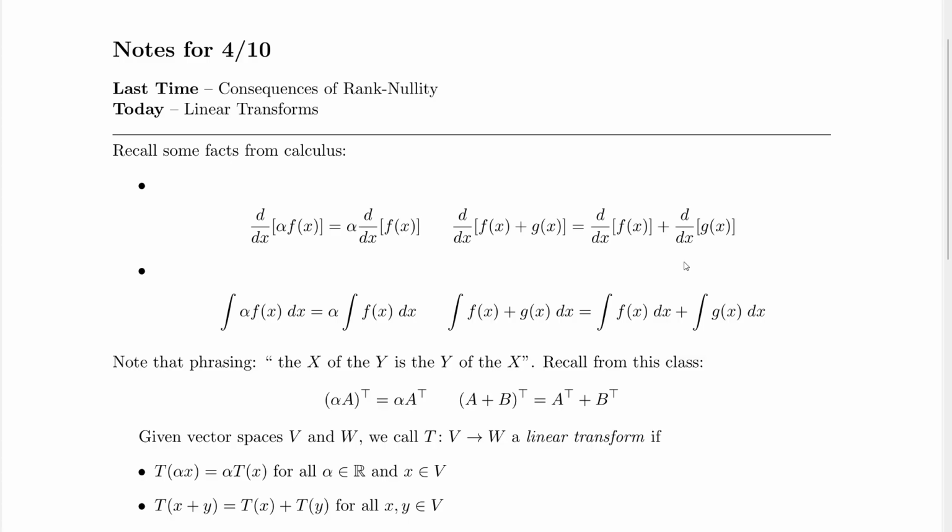A linear transform is a mapping so that T of alpha x is alpha T of x. You can pull the scaling out. And T of x plus y is equal to T of x plus T of y. So additions break up. That is what a linear transform is.